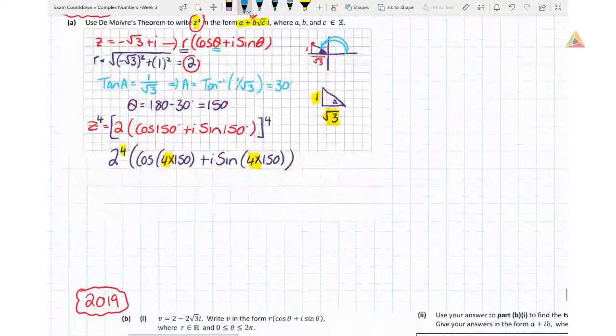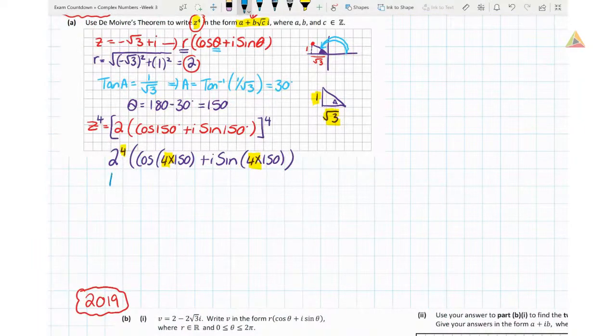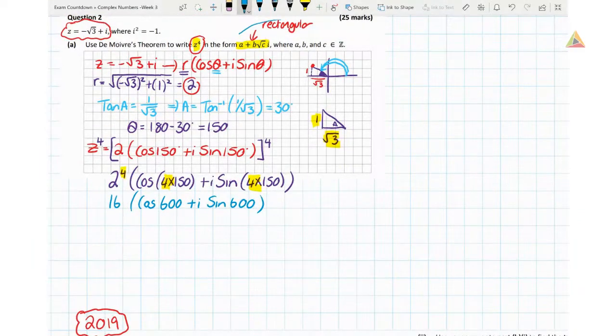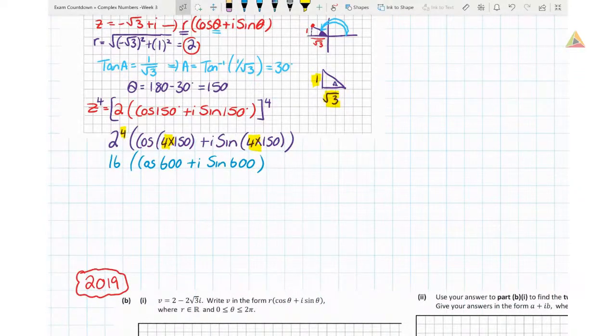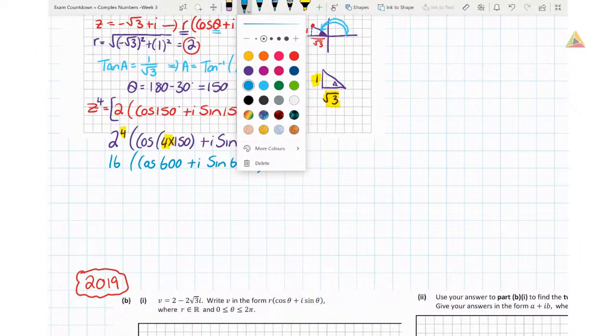So that's going to give me 2 to the power of 4 is 16. Cos of 4 times 150 is 600 plus I times the sine of 600. Okay, that's my number written in polar form. That's my De Moivre's theorem applied to my complex number. But remember, they asked us for our answer in rectangular form. So all that's left to do is to throw this into our calculator.